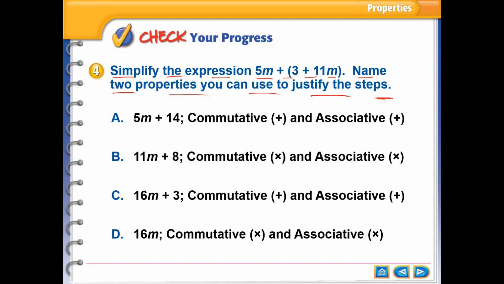may be asked in tomorrow's exam. So simplify the expression 5m plus 3 plus 11m. Then name two properties you can use to justify these steps.